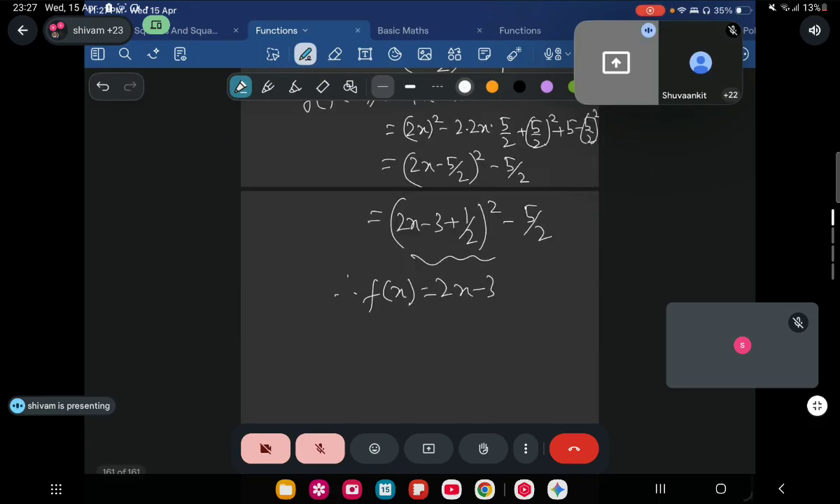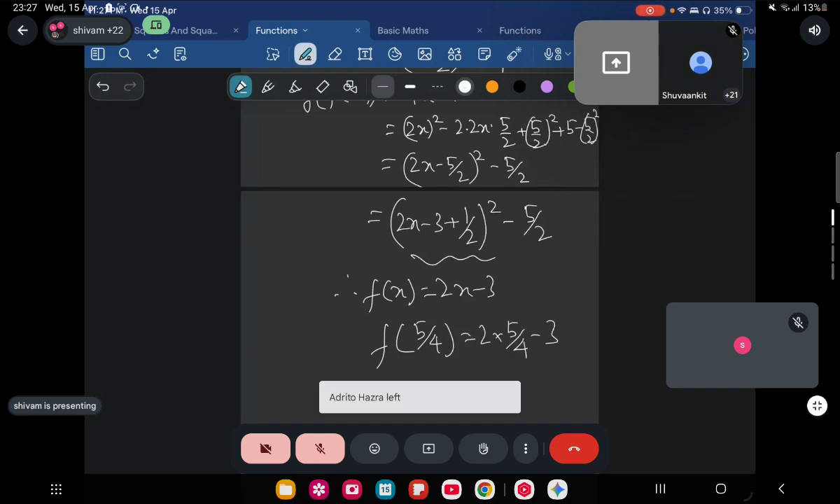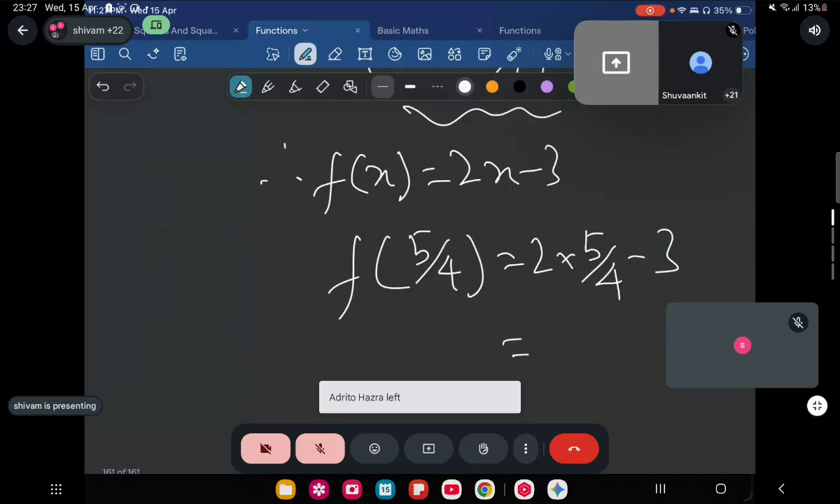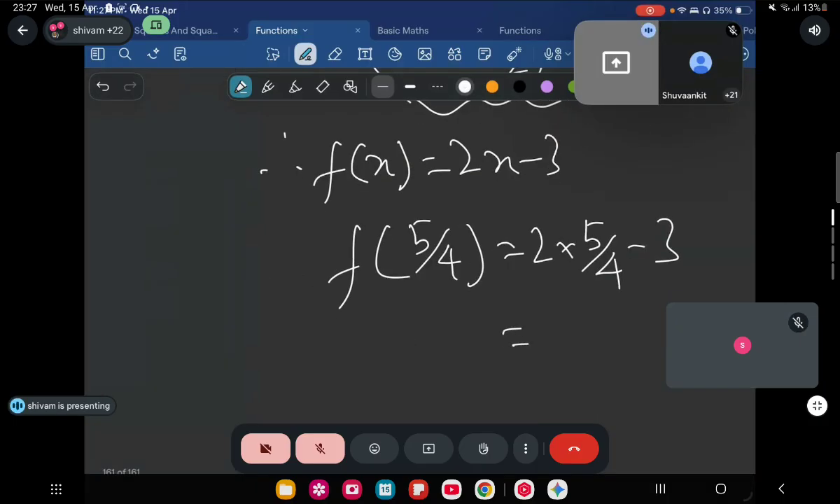Now you substitute f of 5 by 4. F of 5 by 4 will be equal to 2 into 5 by 4 minus 3, which will give us 10 by 4 minus 3, so minus half. I hope it is clear to everyone. I've shown both the methods, whichever method you want to follow.